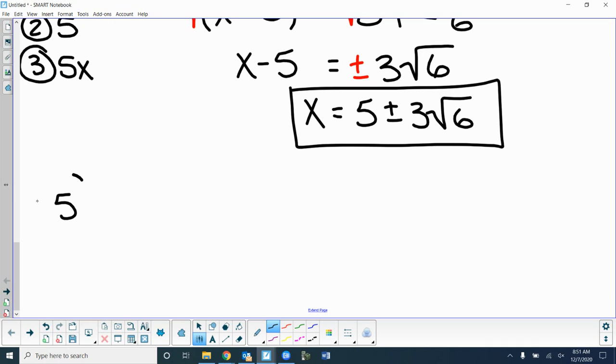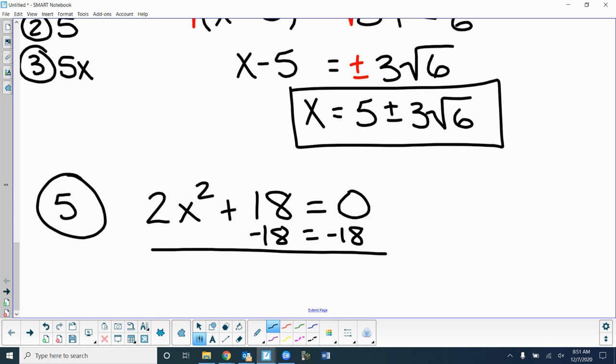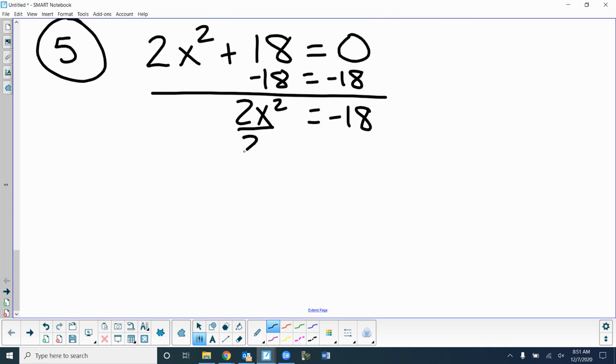Number 5, this one has no b value. We got an a value of 2 and a c value of 18. Well, there's no x, no b part. Just get the x squared alone. So move the 18 over. And then move the 2 over. We will divide the 2. So you get the x squared alone.